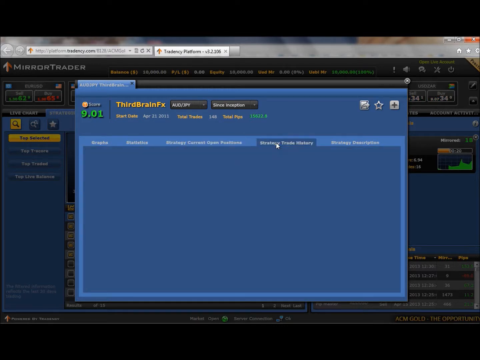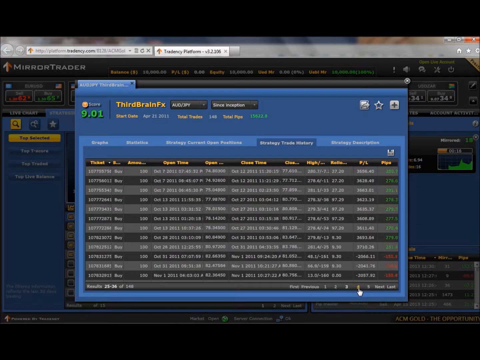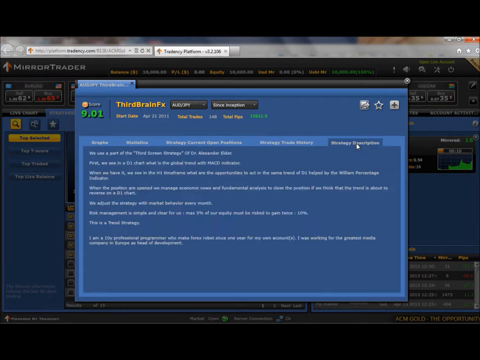Next to that we have strategy trade history. That is the trade history, so basically like a statement. You can go through every trade he's ever made. And next to that you have your strategy description. So this would give you his story and how he trades. It won't tell you exactly maybe, but he gives you some idea.